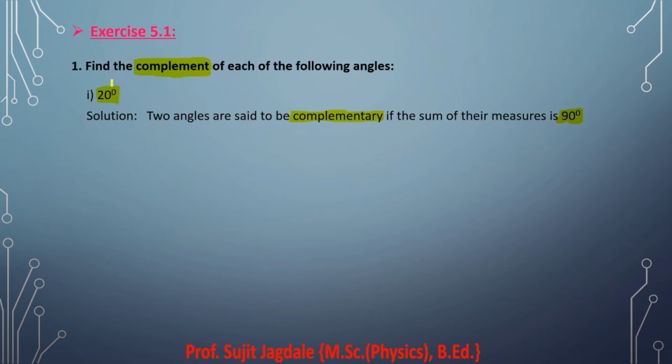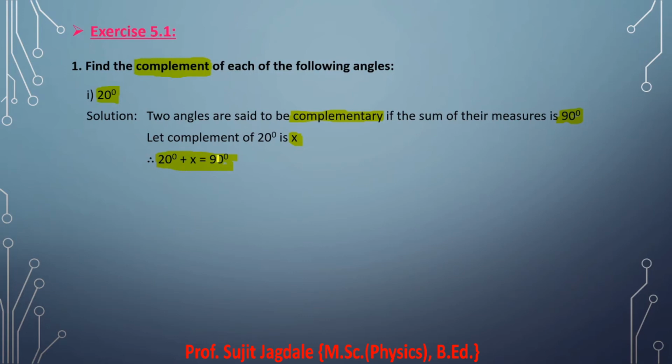So we are going to take that complement as x. Let the complement of 20 degrees be x, and now the addition of these two angles is going to be 90 degrees. That means 20 degrees plus its complement x, their addition is going to be 90 degrees.